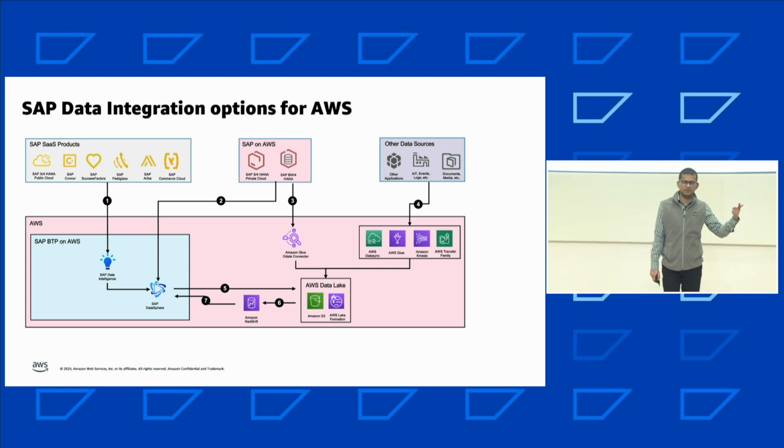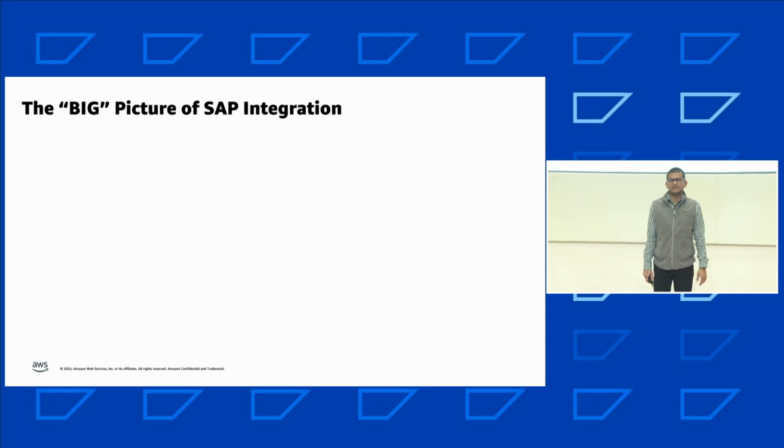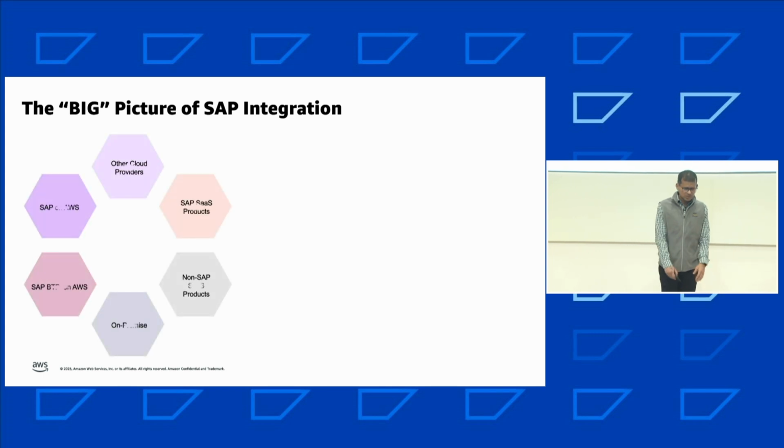So we talked about process integration. We talked about data integration. So eventually, in an ideal scenario, in the big picture of an SAP integration, you have this many solutions, like this many zones or territories of applications distributed across. Could be third-party clouds, could be SaaS solutions, BTP on AWS, SAP on AWS, SAP RISE, non-SaaS solutions, and all of the things.